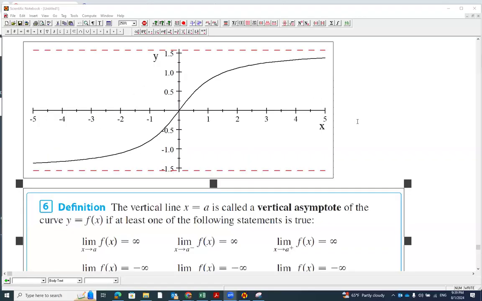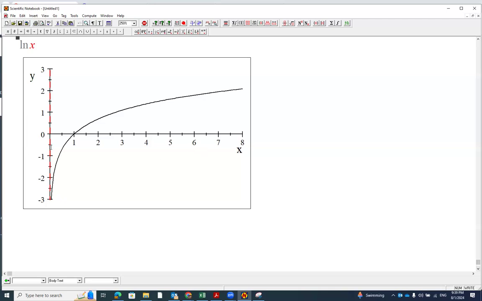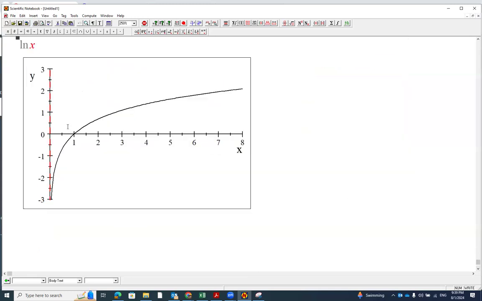So you can see the vertical asymptote definition formally introduced here, right? We've seen the tangent case, we have seen 1 over x case, we have seen 1 over x squared case, and next we're gonna see this other case, which is ln x, natural log x. The vertical asymptote is right here, the y-axis. So the definition of vertical asymptote: a vertical line x equals a is called a vertical asymptote if at least one of the following statements is true. Say, for example, in this case, one of the cases is true, right?